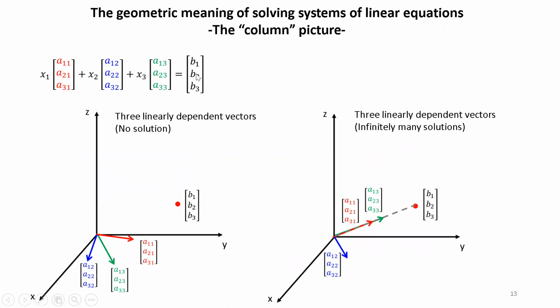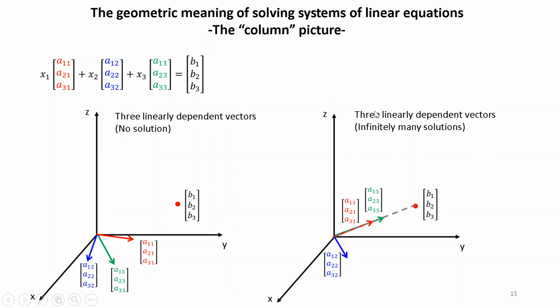Next case: this time I have these 3 vectors to be linearly dependent. You can see that the red, blue, and green all lie along the XY plane. But this time the B vector, I don't draw it anymore, it's up here, with some non-zero Z component. No matter how you add these 3 vectors together, it always stays on the XY plane. We are not going to get to this point. So in this case, no solution.